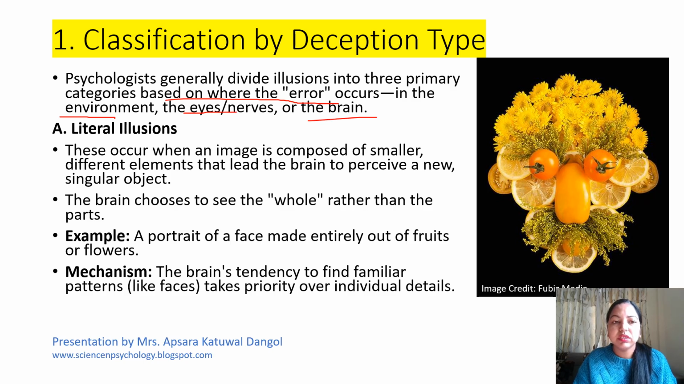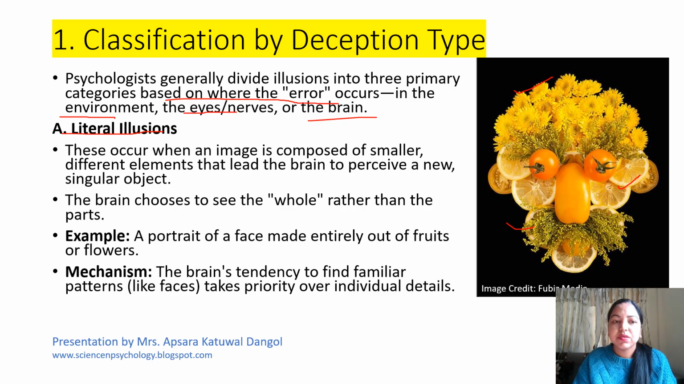Talking about the literal illusion, look at this figure. You can see flowers and different kinds of fruits over here: tomato, capsicum or bell pepper, or it can be lime. So it is decorated here, right? We can see the decoration. But if we look a little more carefully, then what happens? We see the image of a face.